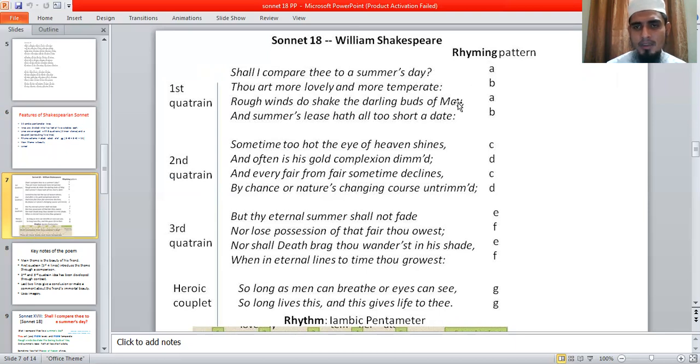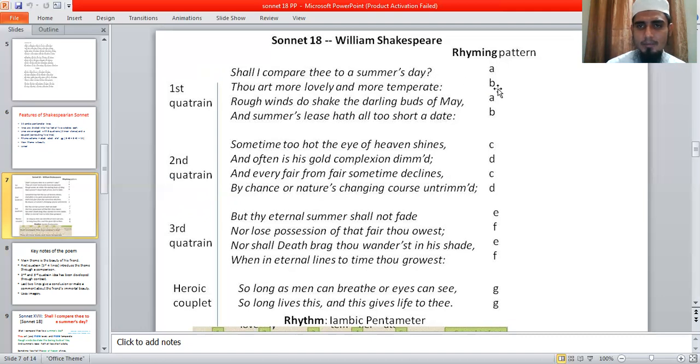"May." So "may" has a similar sound with "day," so as it is similar with A, we give A here. "Date," "temperate," "date." As the finishing sound of this word is similar with "temperate," it is given B. So in this way you also can give the rhyme scheme. You also can identify the rhyme scheme of the poem.